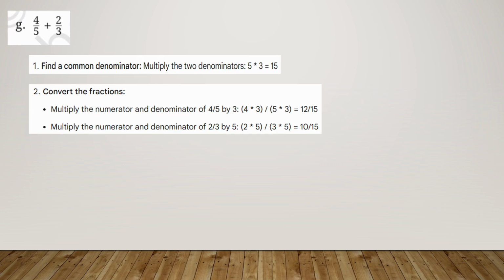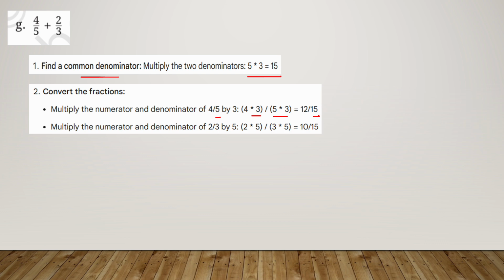4 by 5 plus 2 by 3. First we have to find a common denominator. So multiply the denominators 5 and 3. 5 into 3 is 15. Then convert the fractions. You have to convert 4 by 5 into an equivalent fraction such that the denominator is 15. See, 5 into 3 is 15. So, you have to multiply the numerator also by 3. 4 into 3 is 12. 5 into 3 is 15.